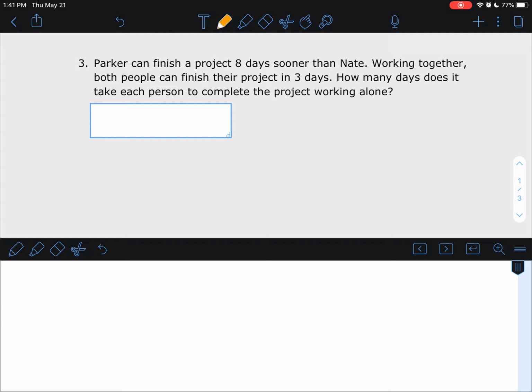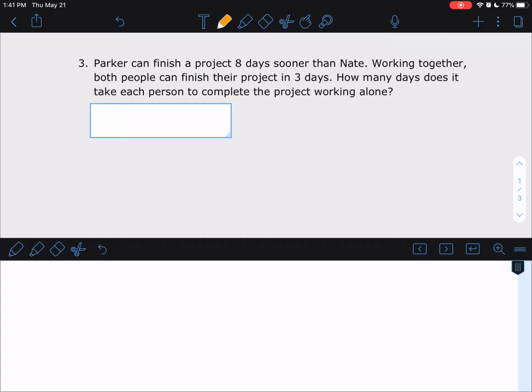So number 3, we have Parker can finish a project 8 days sooner than Nate. It's not saying Parker can finish a project in 8 days. It's saying Parker can finish the project 8 days sooner than Nate. Working together, both people can finish their project in 3 days. How many days does it take each person to complete the project working alone?